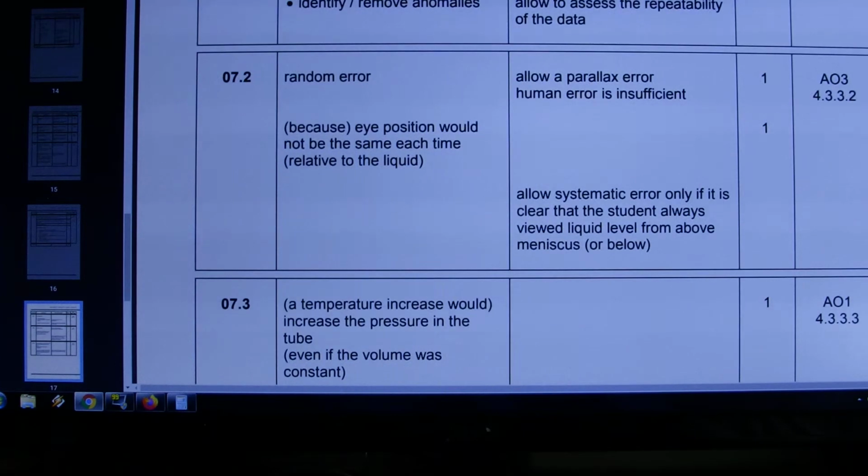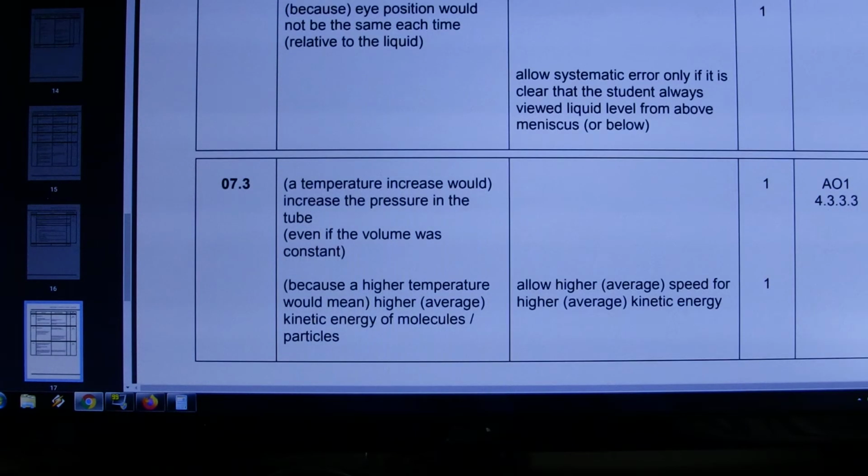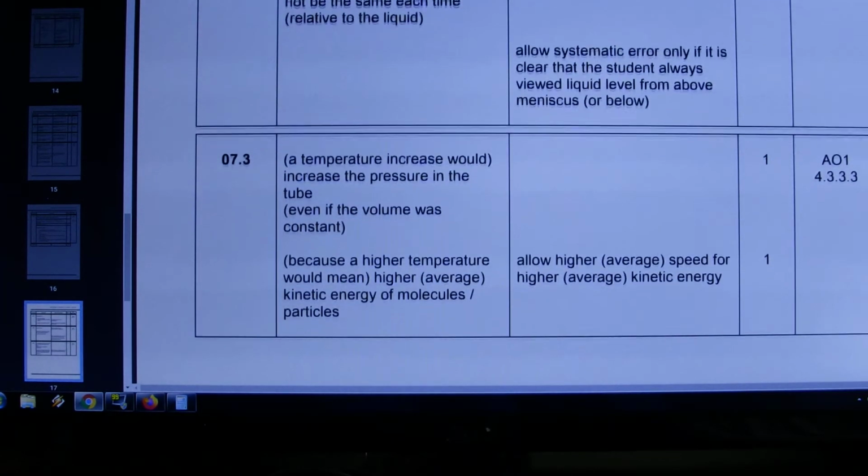Random error, because eye position will not be the same each time relative to the liquid. Allow parallax error, but human error is insufficient. What error would be caused if this person did something wrong? A human error? No, that's not good enough. Parallax error, yes. Systematic error only if it is clear that the student always viewed the liquid level from above or below rather than just from somewhere. Well, it isn't, so no.